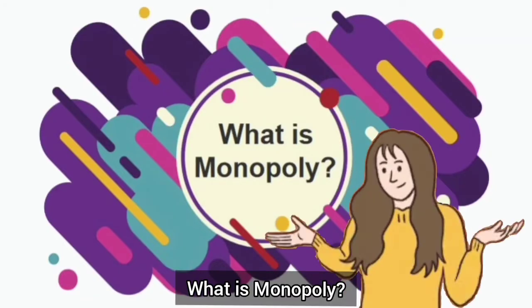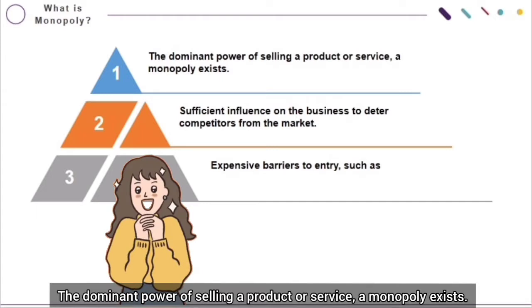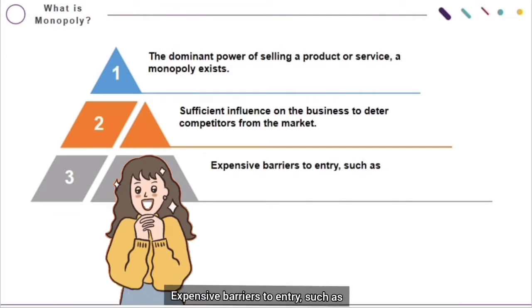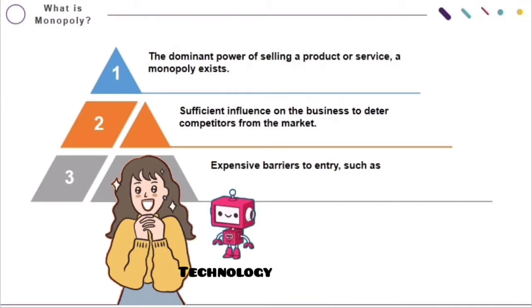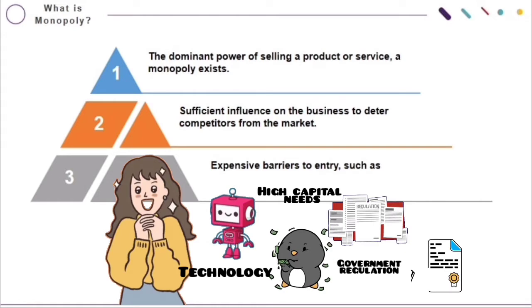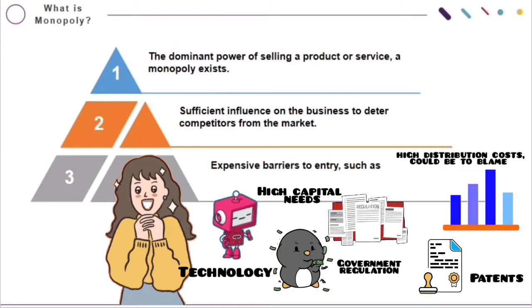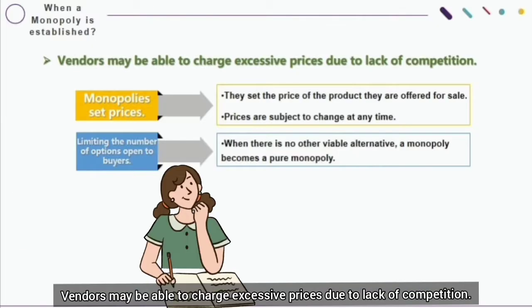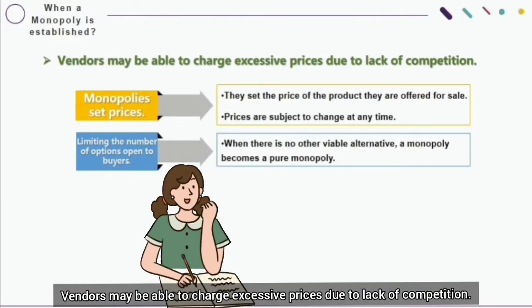What is monopoly? The dominant power of selling a product or service. A monopoly has sufficient influence on the business to deter competitors from the market. Expensive barriers to entry such as technology, high capital needs, government regulation, patents, or high distribution costs could be to blame. Next, when a monopoly is established, vendors may be able to charge excessive prices due to lack of competition.